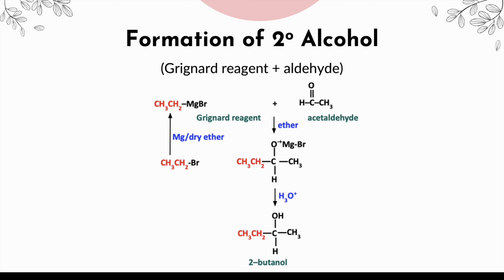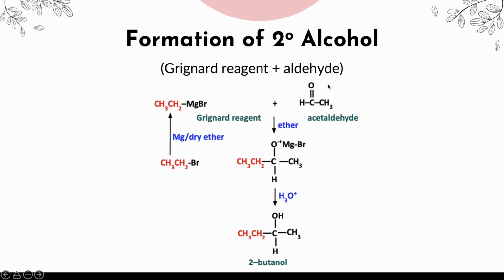This is the example of formation of secondary alcohol. Initially start with formation of Grignard reagent. Okay, haloalkane reacts with Mg in the presence of dry ether. This is the Grignard reagent. And then we use aldehyde with one R group over here, C double bond O, one R group over here. The aldehyde we use is acetaldehyde or ethanal. Acetaldehyde is a common name. The IUPAC name for acetaldehyde is ethanal because we have two carbons in total.